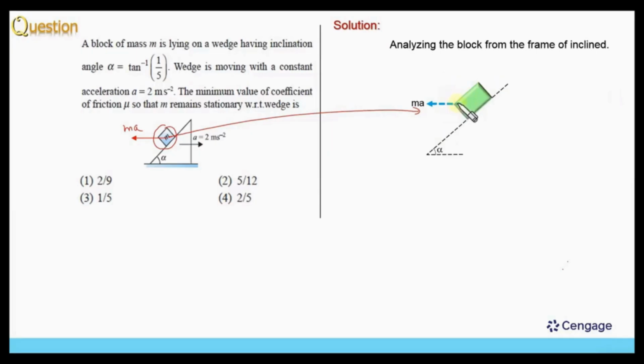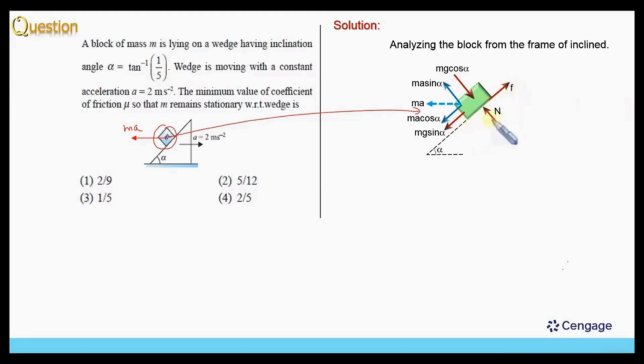So this is the component of the pseudo force parallel to the inclined surface, ma cos alpha, and perpendicular to the inclined surface, ma sin alpha. The component of the weight perpendicular to the incline is mg cos alpha, and this is mg sin alpha. This is the normal reaction. This is the friction force, which is opposing the sliding tendency of the block, which is in the downward direction. So this is our friction force, which is static in nature.